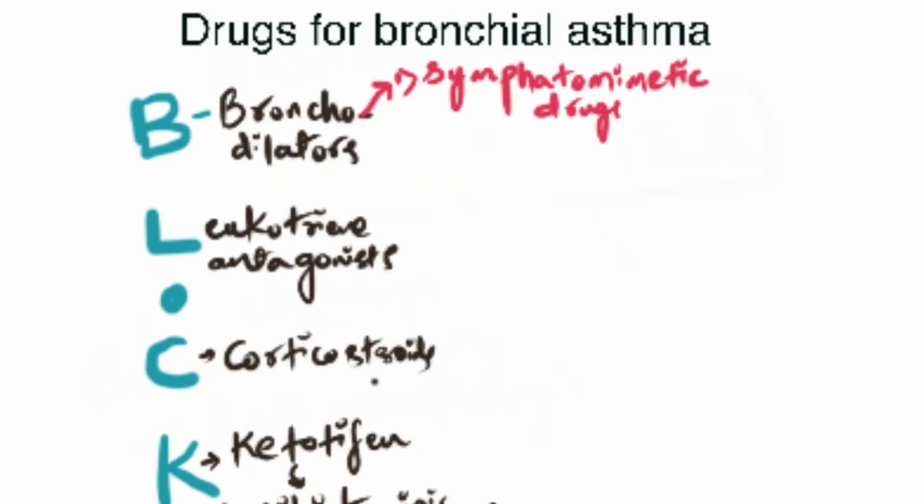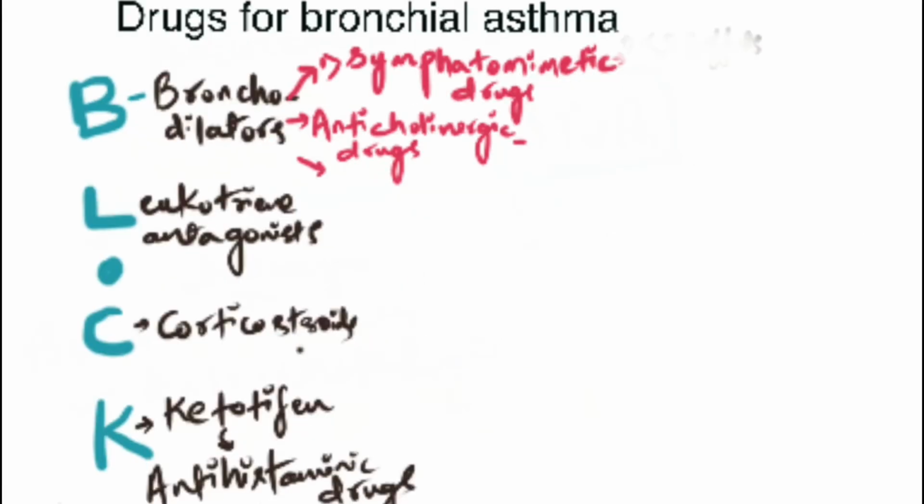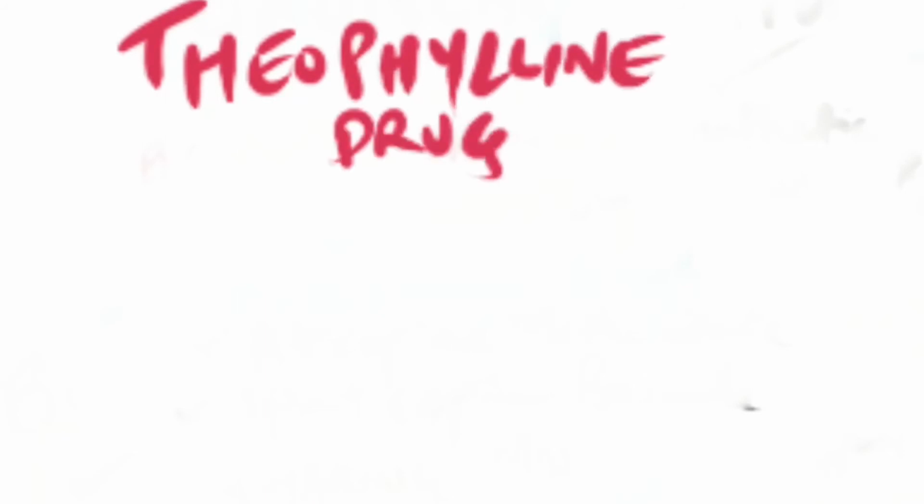So let's add anticholinergic drugs under bronchodilators. We have sympathomimetic drugs and anticholinergic drugs. There's also a third drug under bronchodilators, that is theophylline. So let me give you mnemonics for theophylline. Let's go to the mnemonics portion to remember theophylline.